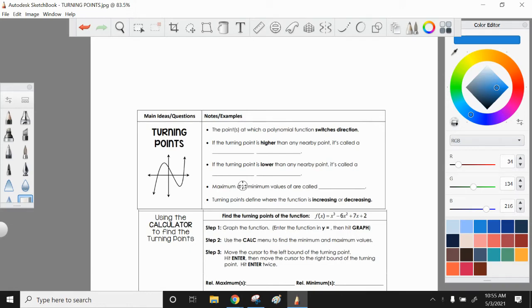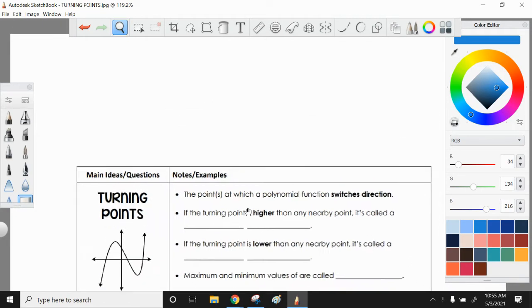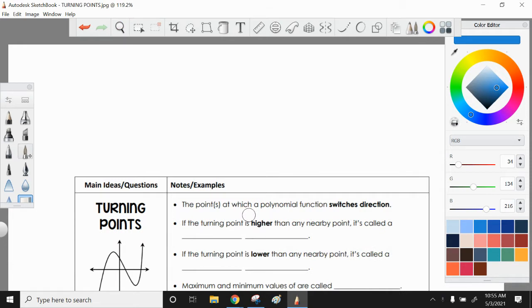All right, what's up? Let's talk turning points. Let's knock it out pretty quickly. One thing that is worth writing, I'm just going to throw this up on the top of my paper here.